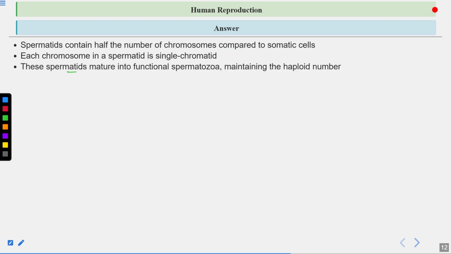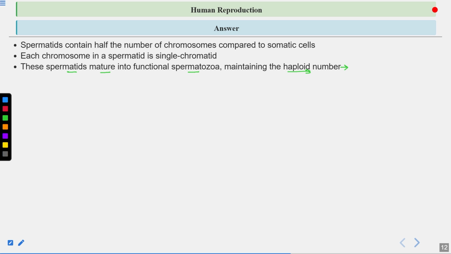Now these spermatids mature into functional spermatozoa, maintaining the haploid number. This process is known as spermiogenesis. Now, why are the gametes haploid? Why are they not diploid? And why is meiosis occurring during gamete formation? You can see these gametes are haploid.